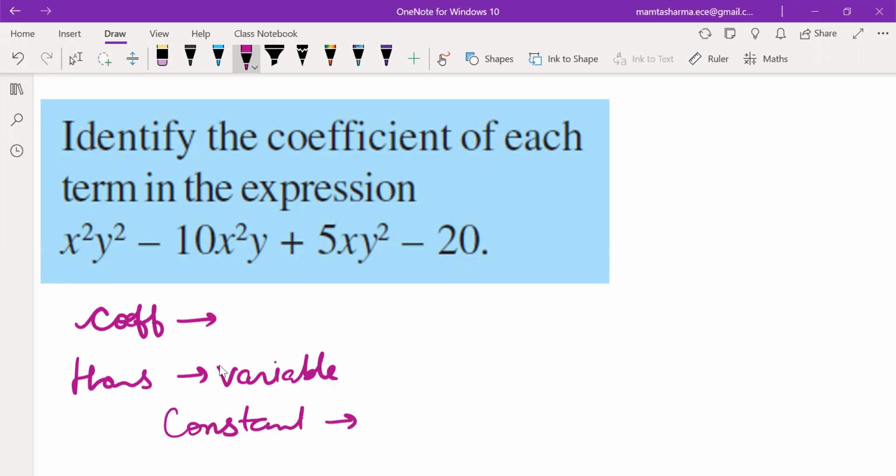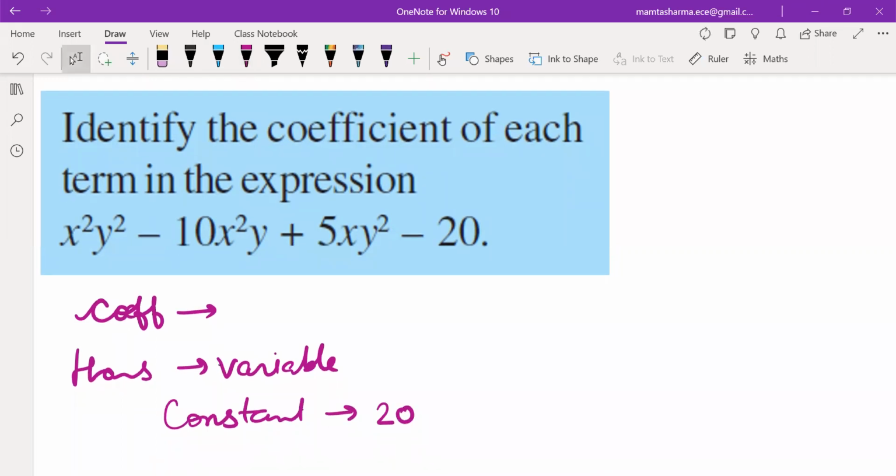What are the constants here? 20, minus 20? No. Why are you getting confused? This minus is your operator, not a constant. 20, 5, 10, 1? It is not correct.